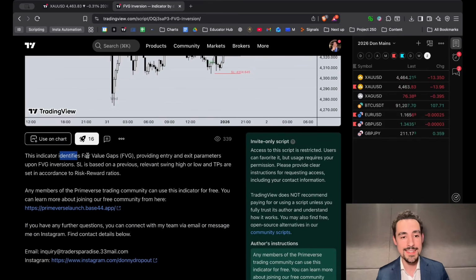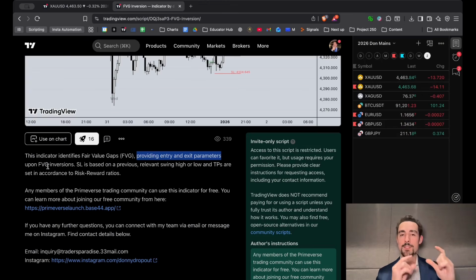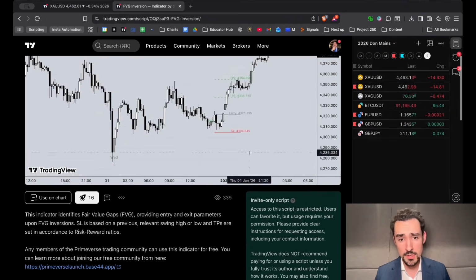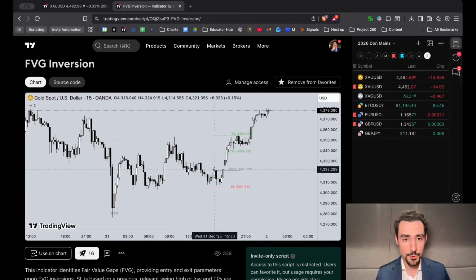This indicator is identifying fair value gaps, providing entry and exit parameters upon inversions. So when price creates an imbalance or a fair value gap in the market, as soon as price disrespects that and creates an inversion, that's when it's going to give you entry, exit, stop loss, and take profit parameters accordingly. This is currently accessible in beta version, and it's already pretty good, just even in the beta version, to be honest. It works really well.